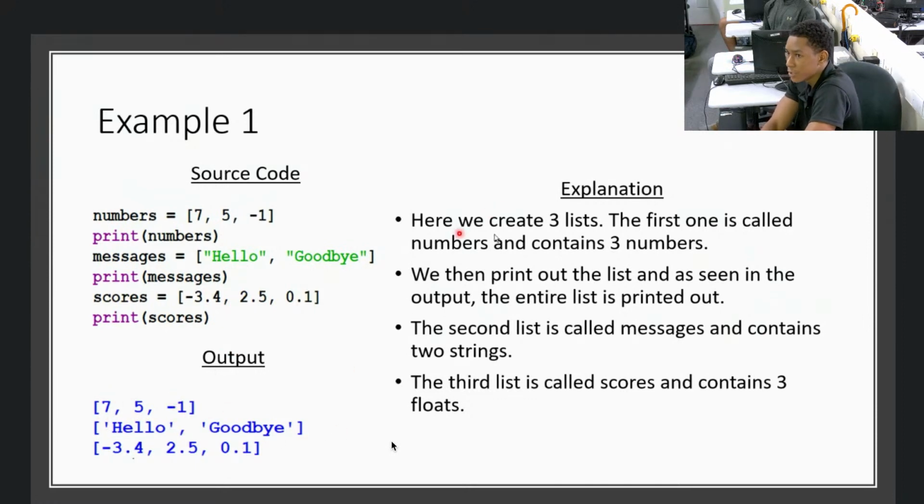So here we created 3 lists. The first one is called numbers and contains 3 numbers. We then printed out the list, and as seen in the output, the entire list is printed out. The second list is called messages and contains 2 strings. The third list is called scores and contains 3 floats. Everybody with me?